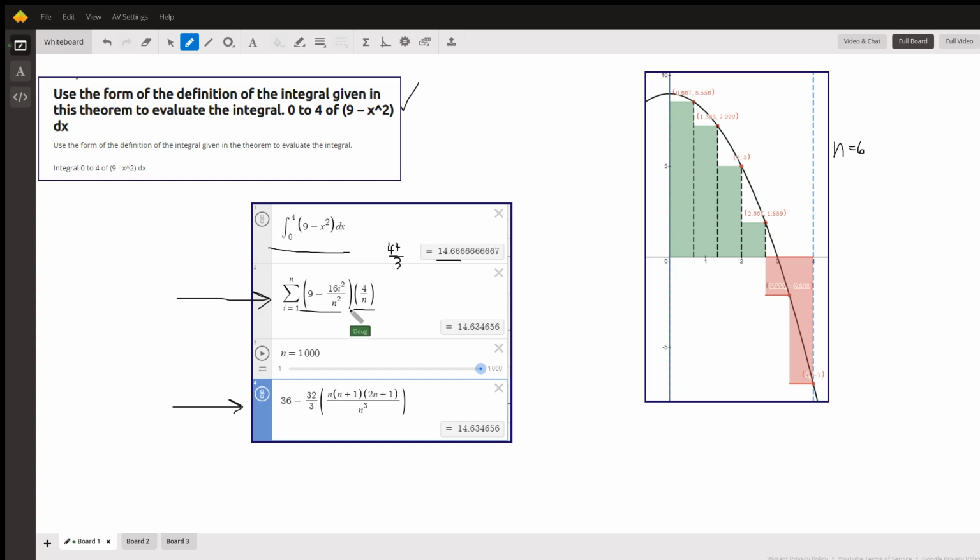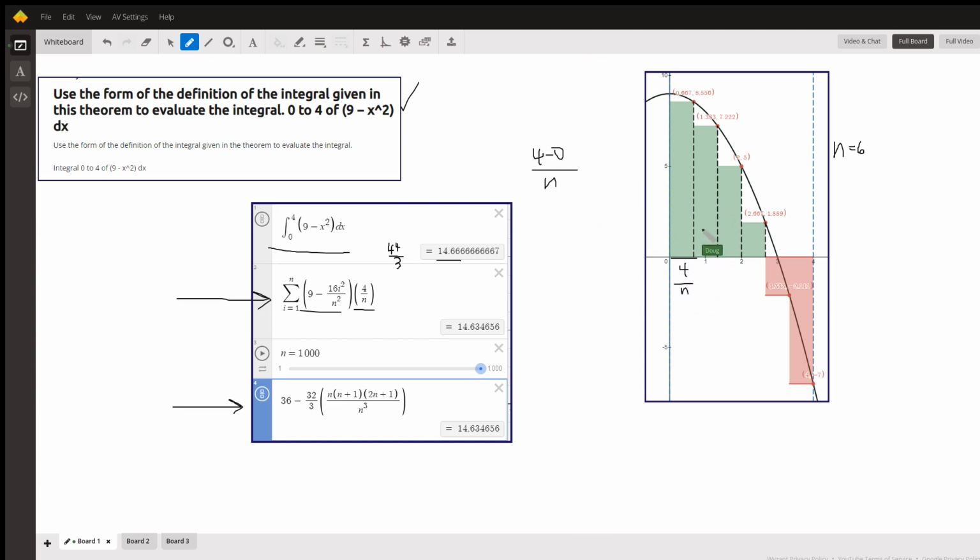This 4 over n is the width of a typical subinterval. So from 0 to 4 has a width of 4, and we're going to divide that into n equal subintervals. So the width of one of these is 4 over n.